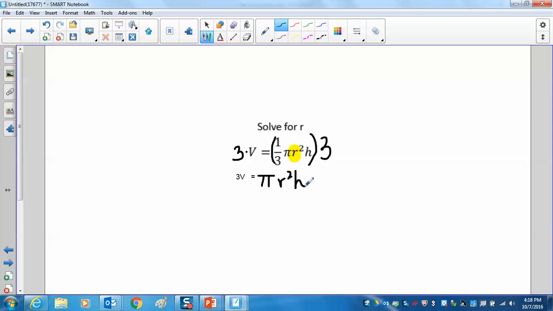So again, our goal is to get R by itself. Now we need to get rid of the times pi and the times h, and we can do that in one step. I can divide this whole side by both pi and h. Pi is just a fancy number, like 3, and so if I can divide by 3, I can divide by pi. So I'm going to divide by pi and h. What I do to one side of an equation, I must do to the other side. So I'm going to divide by pi h.